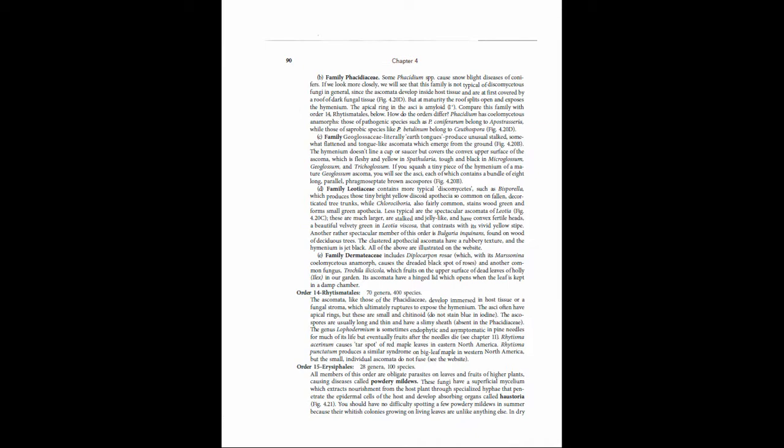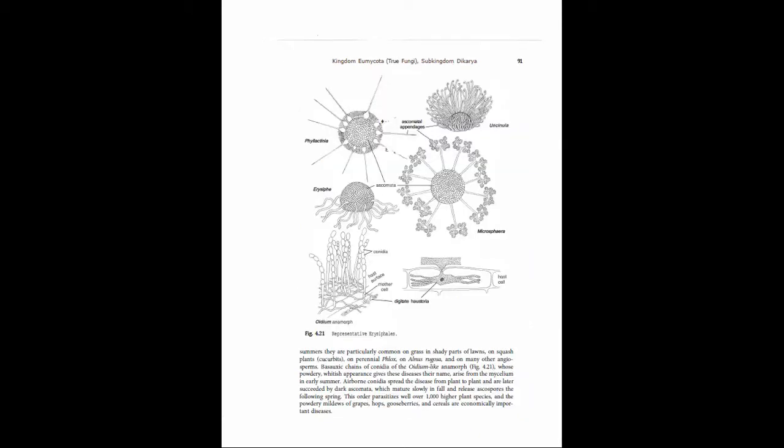Order 15 Erysiphales, 28 genera, 100 species. All members of this order are obligate parasites on leaves and fruits of higher plants, causing diseases called powdery mildews. These fungi have a superficial mycelium which extracts nourishment from the host plant through specialized hyphae that penetrate the epidermal cells of the host and develop absorbing organs called haustoria, Fig 4.21. You should have no difficulty spotting a few powdery mildews in summer because their whitish colonies growing on living leaves are unlike anything else.